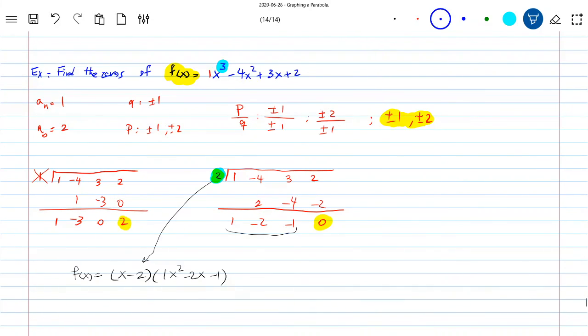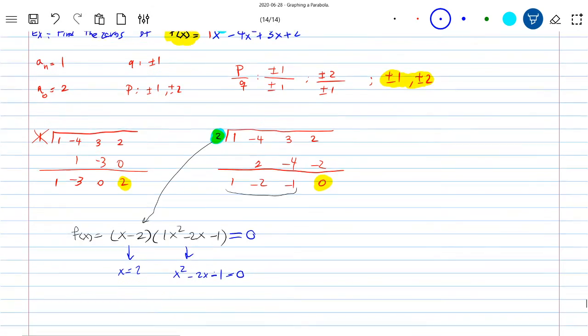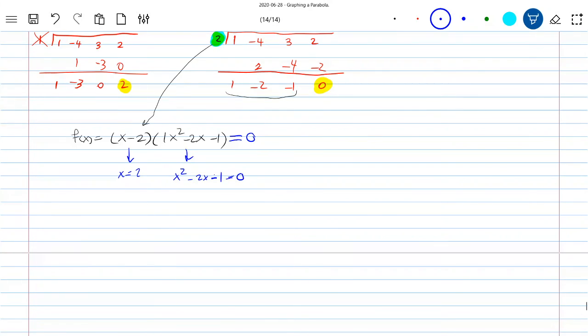So now if I'm looking for the zeros, that means if I set it equal to 0, what can I say? I can say either this is 0, which gives me x equal to 2, or this one is 0: x squared minus 2x minus 1 equal to 0. How do I find the solutions? This is a quadratic equation. I don't think you can factor it. Sorry. Oh, you can factor it actually. No, it should have been positive 1 to be able to factor. Okay. I think it's too late and I'm getting tired.